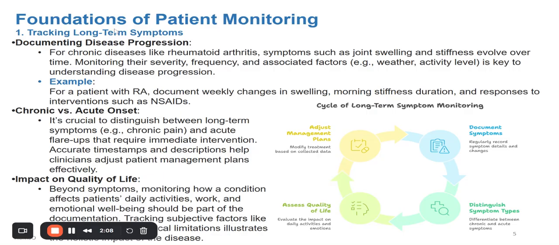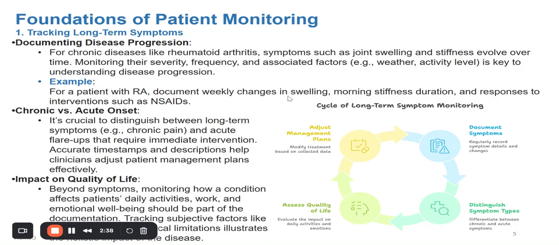Chronic versus acute onset. It's crucial to distinguish between long-term symptoms, for example, chronic pain, and acute flare-ups that require immediate interventions. Accurate timestamps and descriptions help clinicians adjust patient management plans effectively. Impact on quality of life. Beyond symptoms, monitoring how a condition affects patients' daily activities, work, and emotional well-being should be part of the documentation. Tracking subjective factors like mood changes or physical limitations illustrates the holistic impact of the disease. And here's a diagram of the cycle of long-term symptom monitoring.